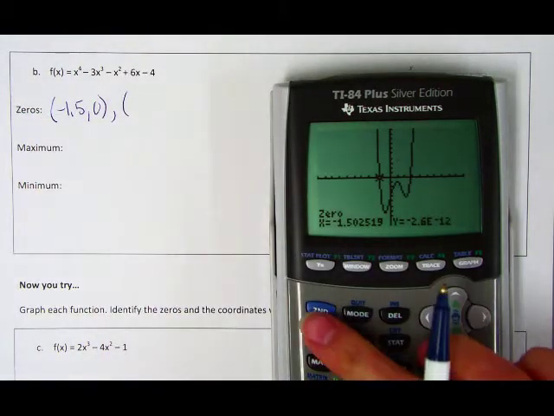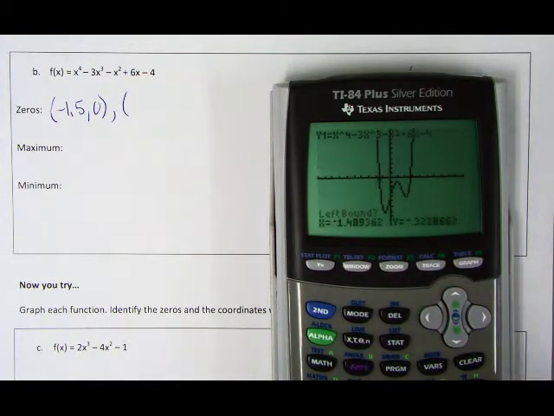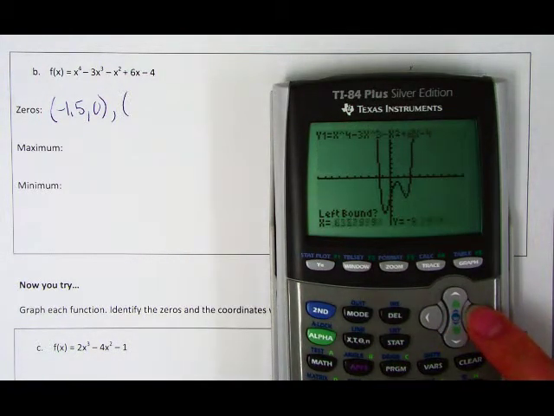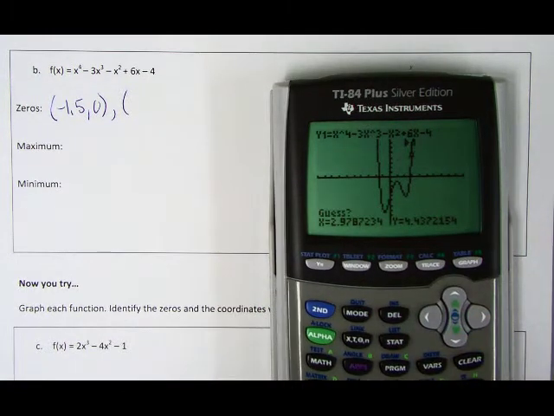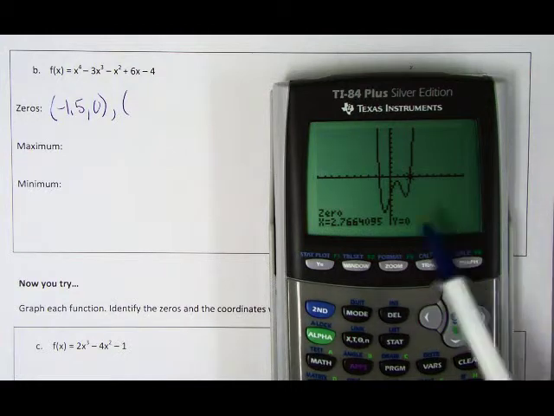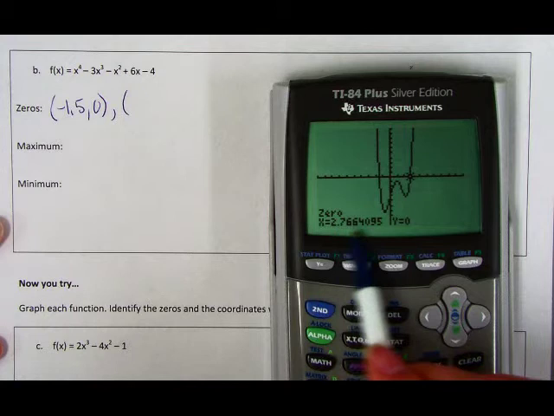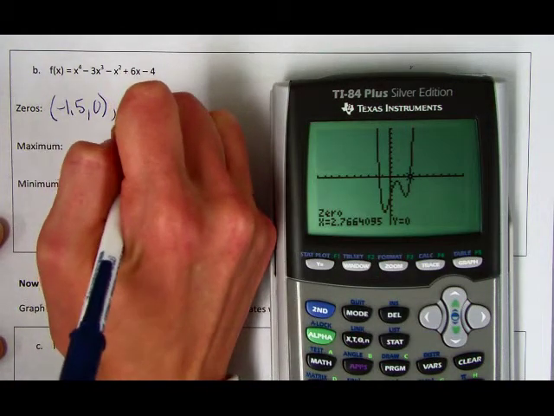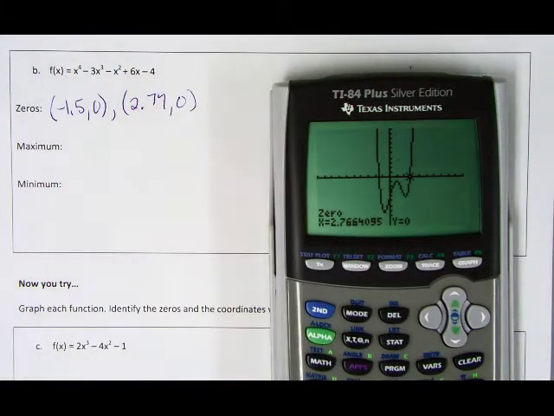So let's find the other one. Same thing, second trace, which is our calc button. We're going to find a zero again. This time we're going to scroll all the way to the right. We're going to make sure we're a little bit below our 0 and hit enter. We're going to make sure that we're a little bit above our 0, hit enter. When we hit enter again for guess, it gives us the estimate of 2.766. So we can round this to 2.77, and our y value is 0.